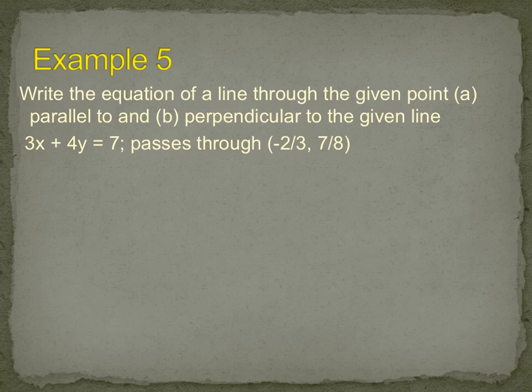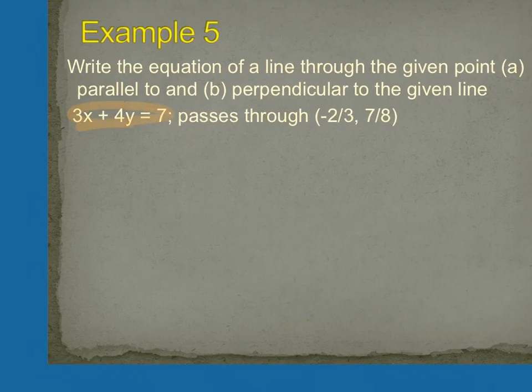For this one, this is what they screw up, okay? Write the equation of a line through the given point that is A, parallel, and B, perpendicular to the given line. The line that's given is 3x plus 4y equals 7, and it passes through -2/3 and 7/8. So what I need from this first line, this equation, is just its slope. That's it. I'm not taking anything else from it. So again, you've got options. You can get it into slope-intercept form and then look at your m, or the shortcut is -a/b. The a is what's in front of the x, so that's -3, over the b, what's in front of the y, that's 4. That's the slope of the line that's given to you.